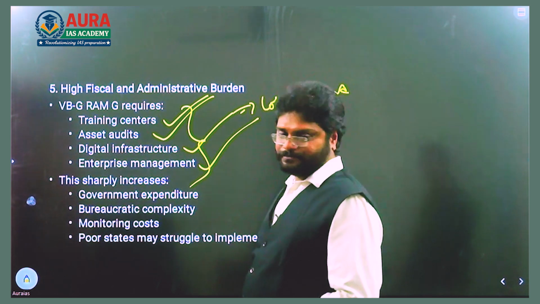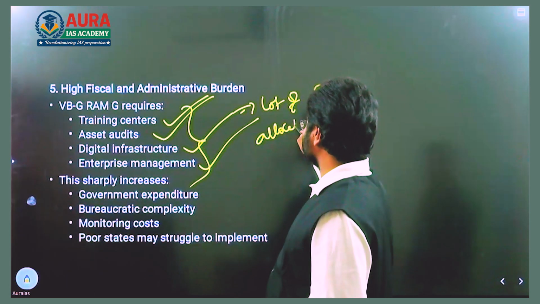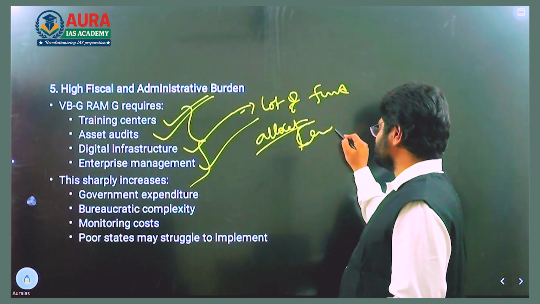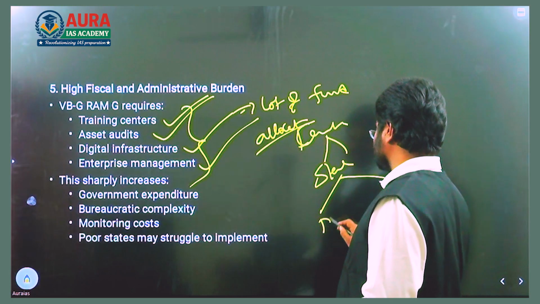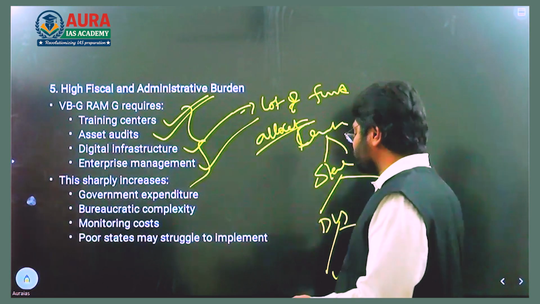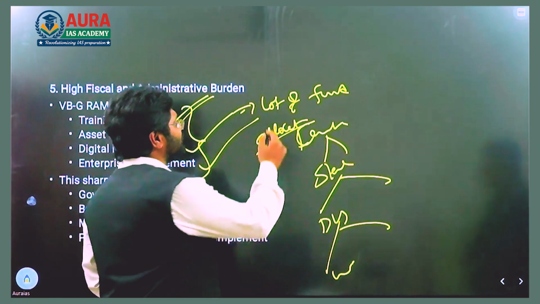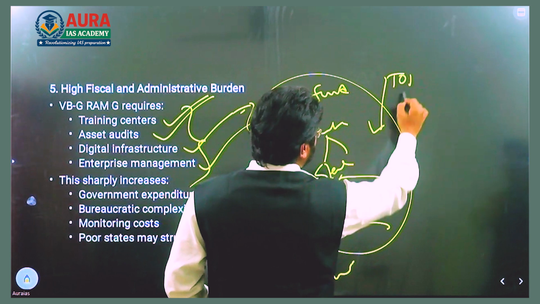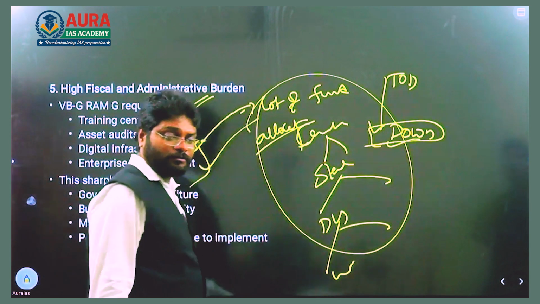Not only that, the work is allocated by higher levels. The center decides what work is to be given to every state. States decide what work is to be given to the districts. Districts decide what work is to be given to the block level, and blocks decide what work is to be given to every village. So this is a top-down approach. In MGNREGA, work is decided at the Gram Sabha. That is the bottom-up approach.